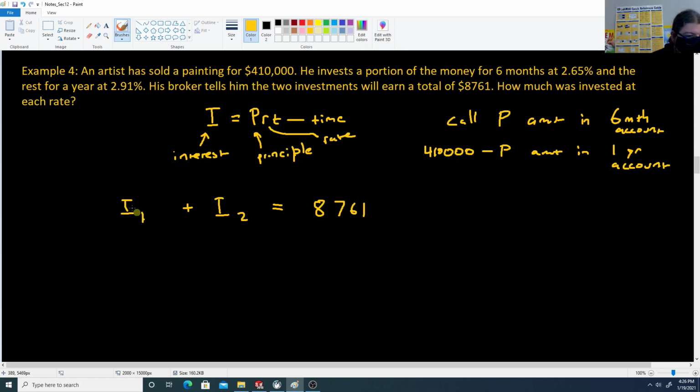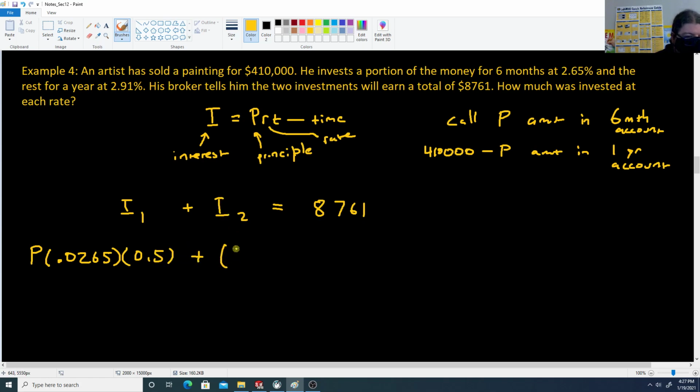So the interest, we'll say interest 1 is the 6-month account, and then interest 2 we'll say is the amount from the 1-year account. So interest 1 is going to be the principal in the 6-month account, which we're calling P, times the rate. The rate of the 6-month account is 0.0265, times the time that we have it invested. Time is in years, so this is going to be times 0.5 because 6 months is half a year.